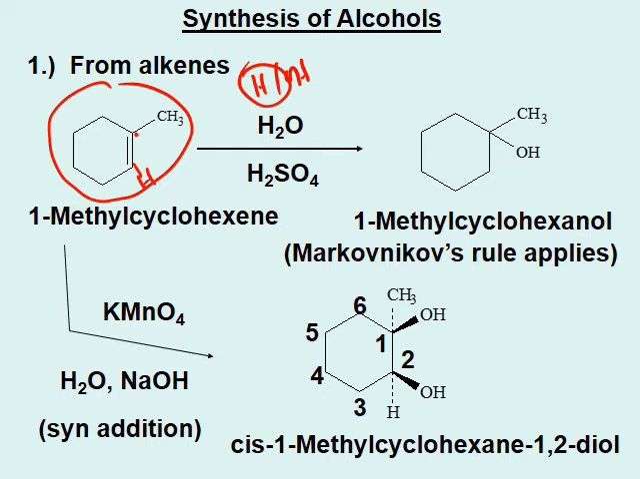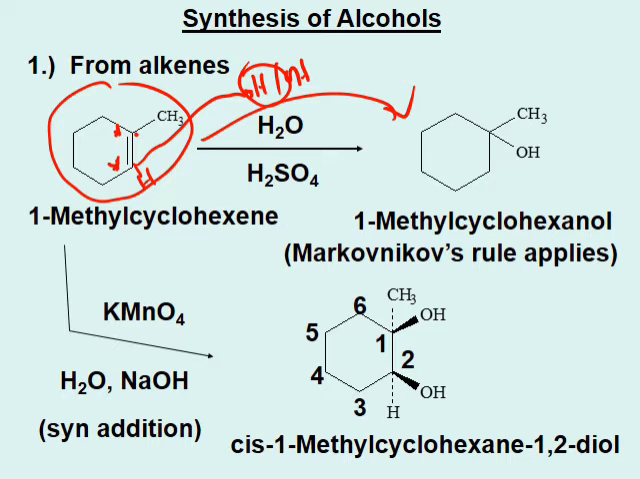So in other words, this bond is going to form with hydrogen, and obviously OH would go to the other end. So that means this particular end gets OH and this particular end gets H. So finally you end up with this product. This is one way of getting alcohol from alkene.